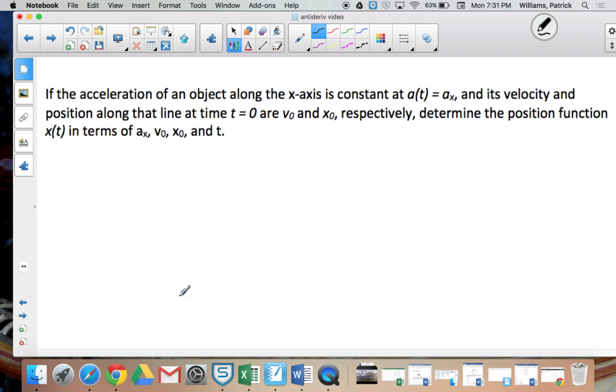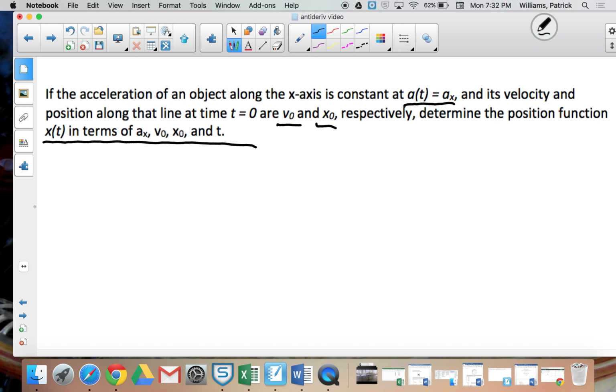So we're talking about one-dimensional motion. It is constant at what we will call a sub x. So we have a constant acceleration. We know that its velocity and position along that line at t equals 0, meaning the initial velocity and position at our initial time, are just v naught and x naught. We'll just use those symbols. What we want to do is determine the position function x of t in terms of these variables right here. So see if you know what you have to do that. Pause the video, try to give it a shot.